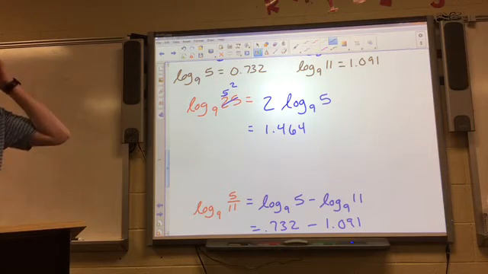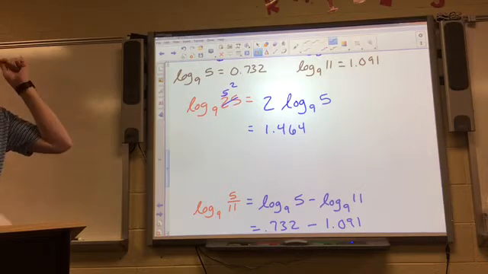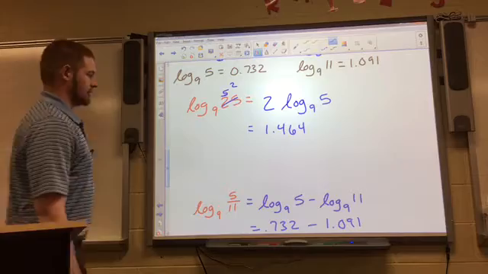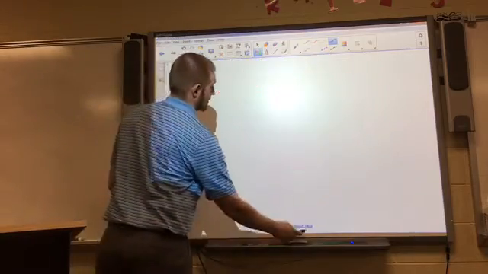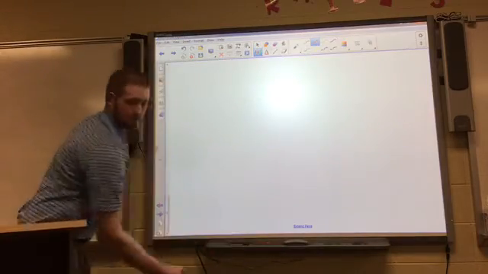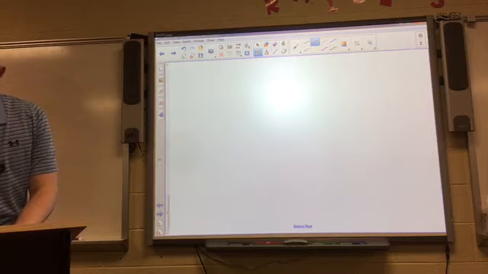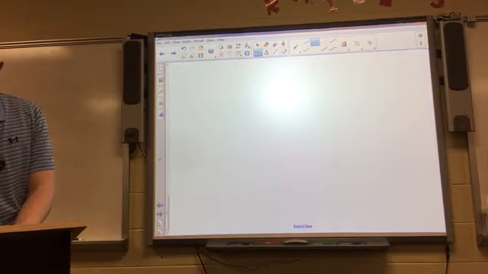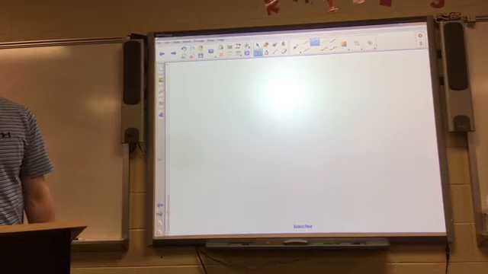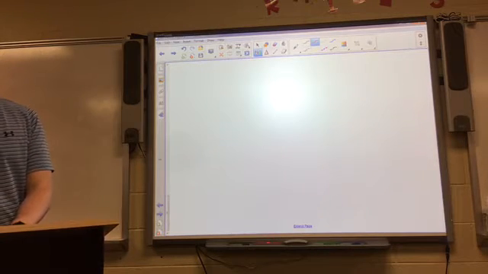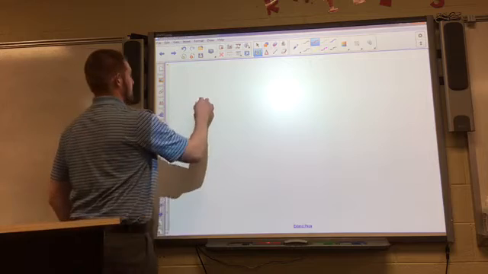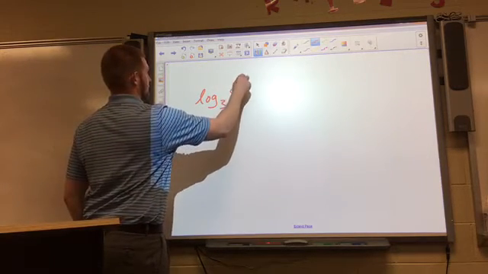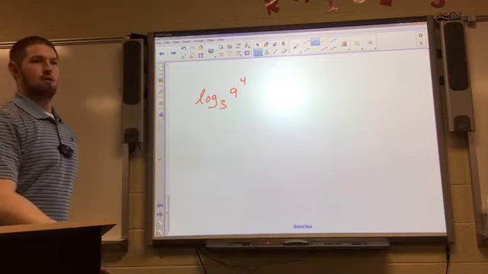Okay, questions on that so far? Alright, I do want you to be careful of scenarios like this. They don't give us any information. They say use a property of logarithms to evaluate the expression. They give me log base 3 of 9 to the 4th.